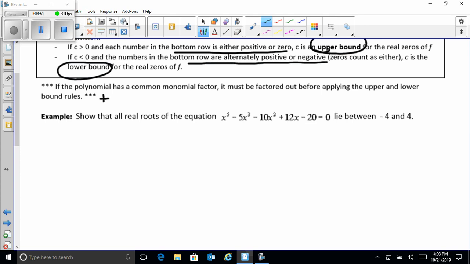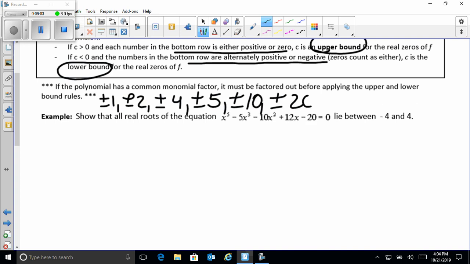If we think about the possible zeros, it's plus or minus 1, plus or minus 2, plus or minus 4, plus or minus 5, plus or minus 10, plus or minus 20. So there's all that we have. That's 1, 2, 3, 4, 5, 6, 12 possible zeros. Now, I'm telling you, because I've already done this, that it's bounded between negative 4 and 4. So that will shorten my list of things that I need to check.